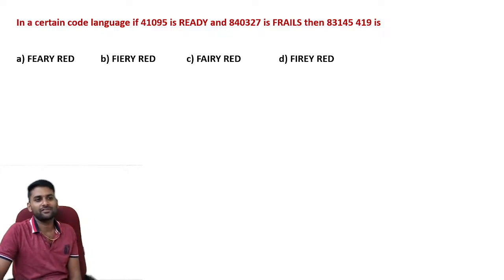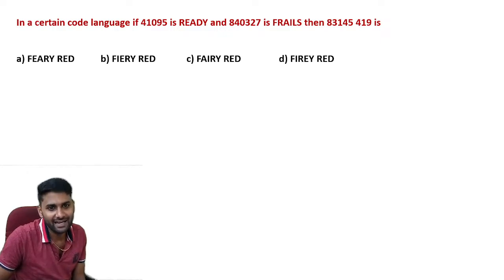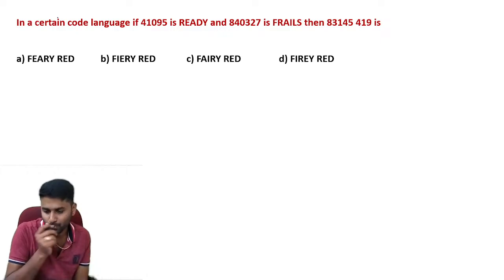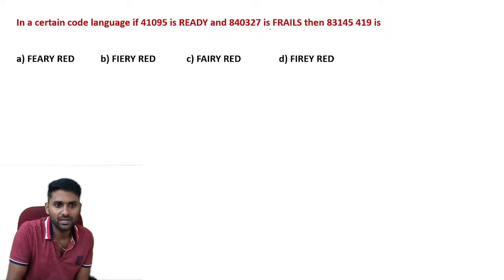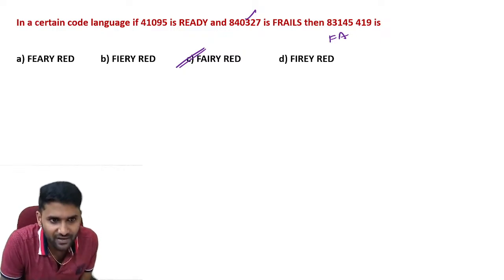Now, in a certain code, 41095 is represented, 8403227 is represented, 8314541 is represented. Again, let's check with the third position here. 0 is represented as A. So directly you can take position to position. So here A is represented as F. The first letter is F. Yes, you can see. 3. So what is 3 here? Here 3 is represented as A. F A. See, with the help of those two positions, you can identify the option.